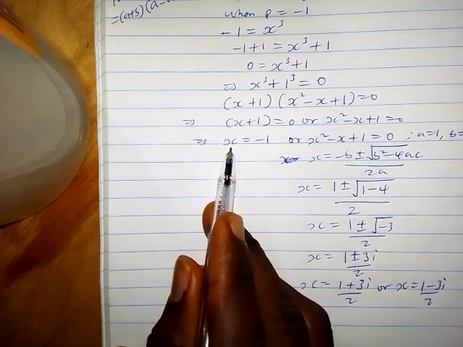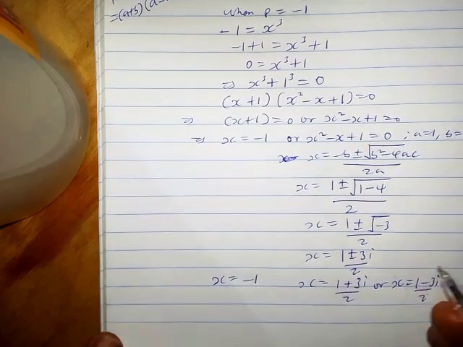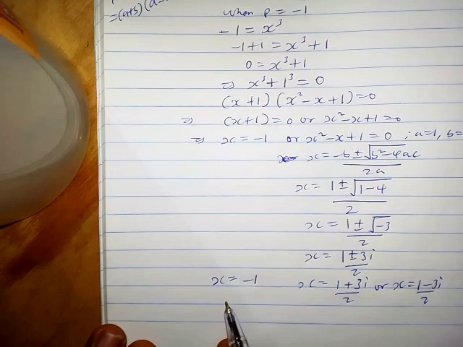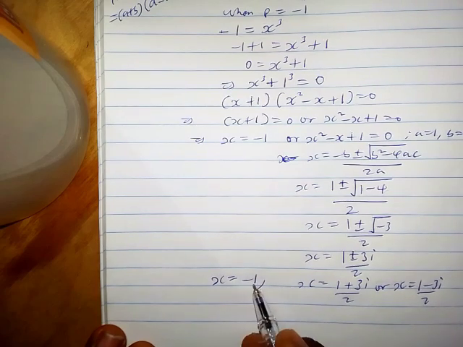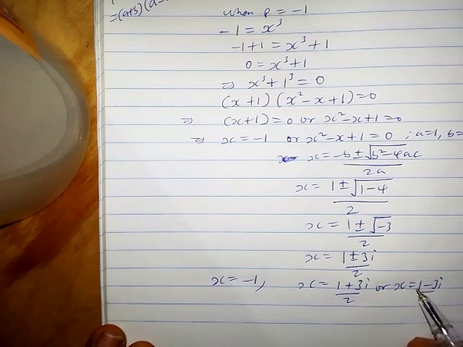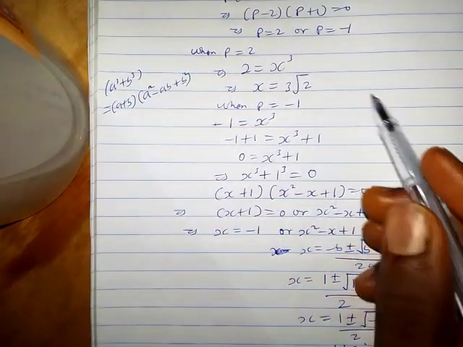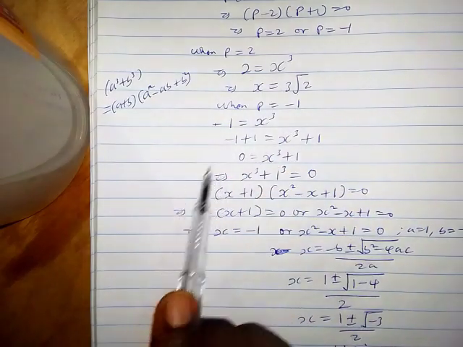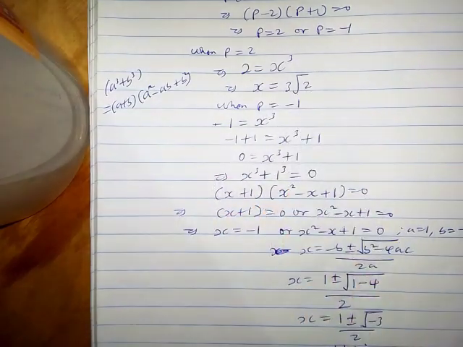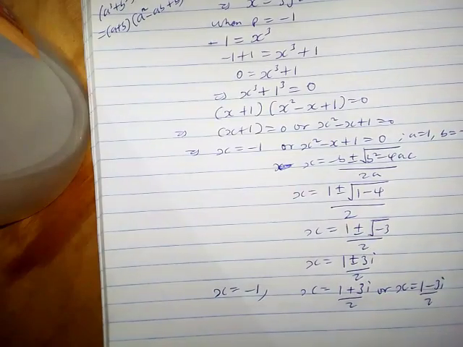Don't forget we also have another root here, which is x equals minus 1. So all the values of x are x equals minus 1, x equals 1 plus 3i over 2, or x equals 1 minus 3i over 2, and this one, where is it? x equals cube root 2. So those are the solutions to the problem. So that's it. Thanks for watching.